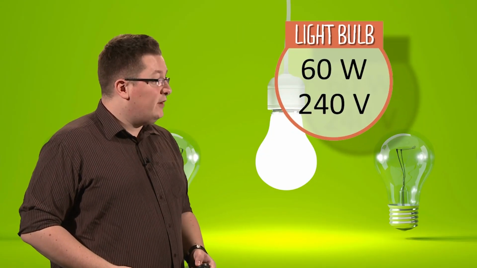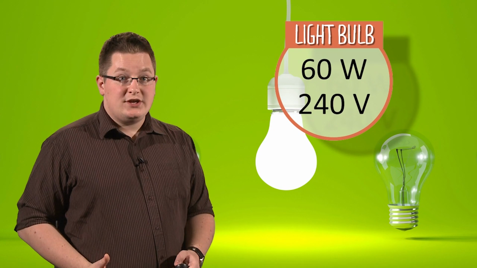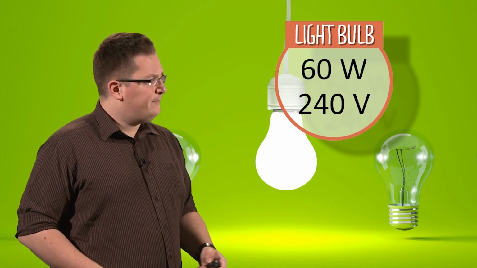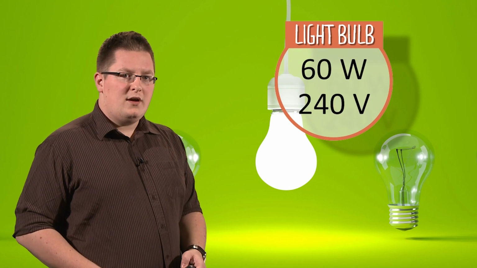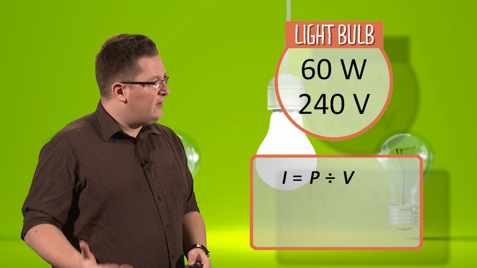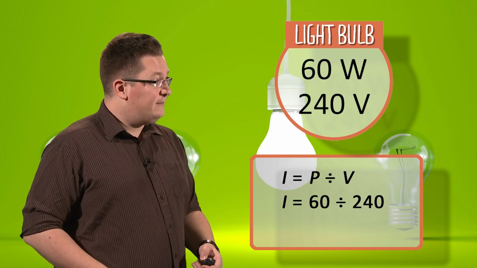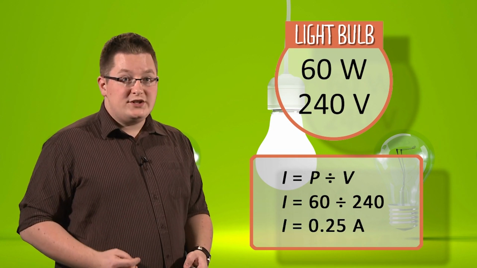I know that a light bulb in my home runs at 60 watts, and I know that the voltage is 240 volts. So what's the current? Well, current is power divided by voltage, which is 60 divided by 240, giving me a current of 0.25 amps.